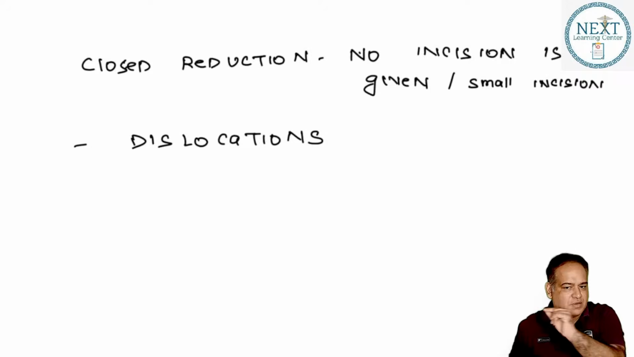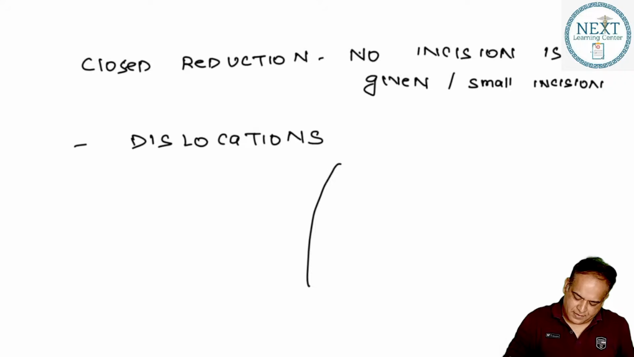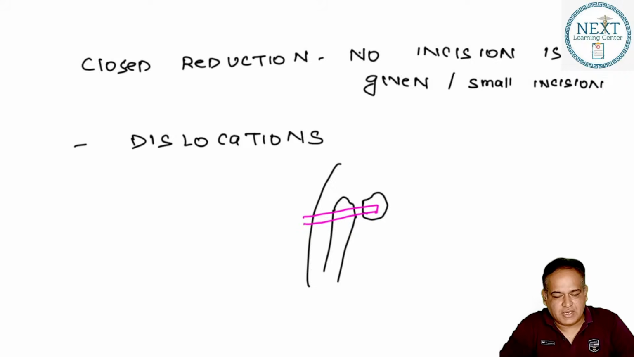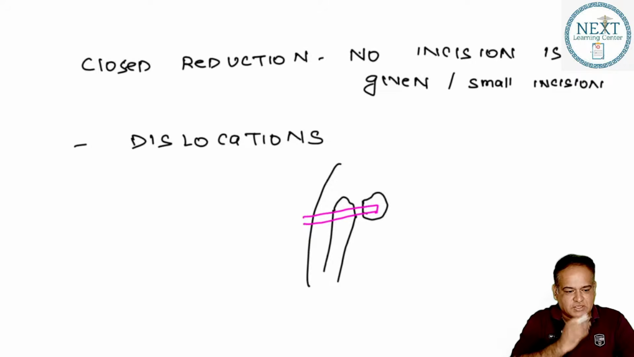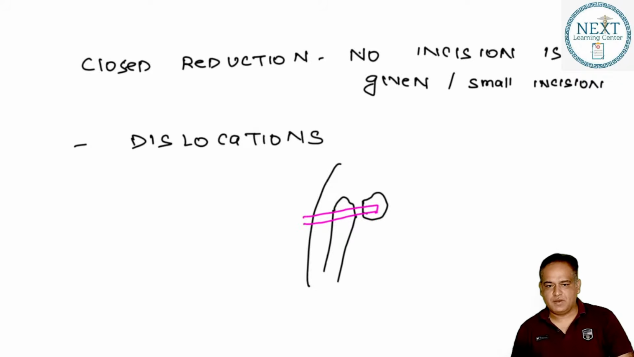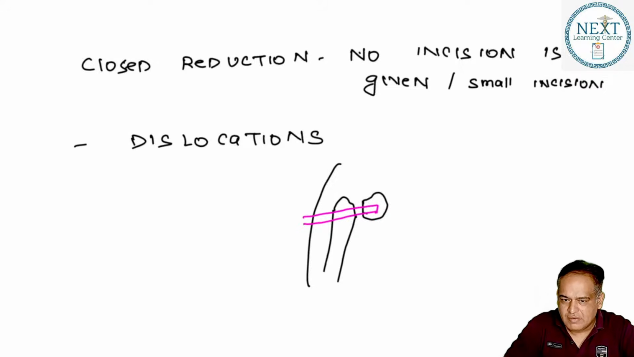Is closed reduction plus internal fixation possible? Yes. For example, suppose the bone is fractured, and you give an extremely small incision here, and through this you insert cancellous cannulated screws. That would be closed reduction internal fixation.